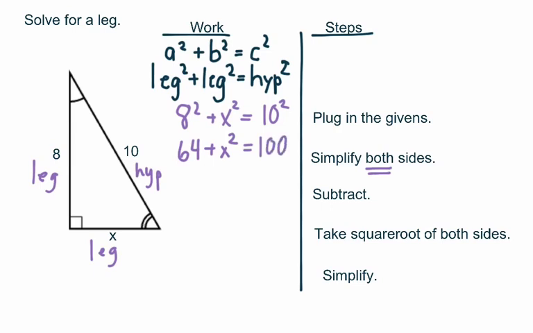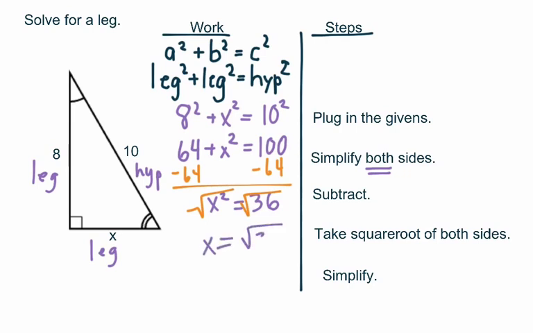Subtract. So we're subtracting that 64 from both sides. So we get x squared is equal to 36. Take the square root of both sides. That's our inverse property. Then we get that x is equal to the square root of 36. We need to simplify that. So 36 is a perfect square. So we get x is equal to 6.